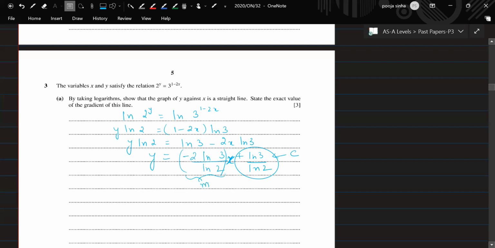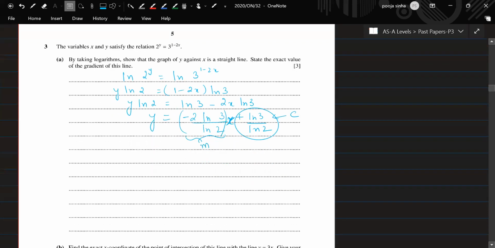All right? Now look at one more thing: if I would have taken log 2, what would happen? We would still get the answer in decimal, so it doesn't matter actually. Now look, we got the equation in the straight line form. Next, by taking log, state the exact values of the gradient of this line. The gradient will come out.